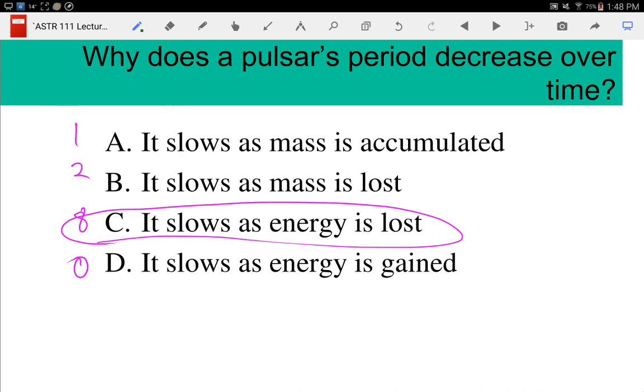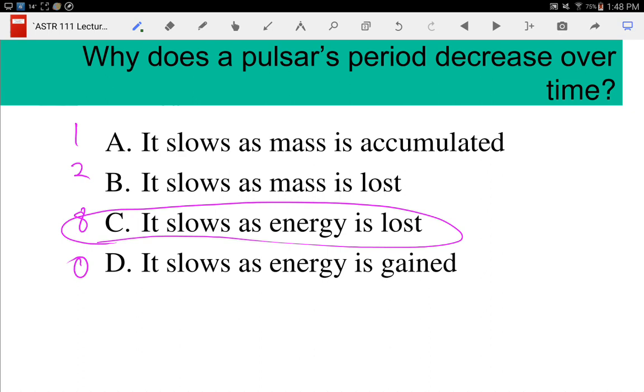But of course, that's energy leaving. So if energy leaves, it's just like my bank account. If money leaves, what's left for the money in my bank account? There's less. Energy leaves the pulsar, its energy drops. And how do we see that energy? We see it in its rotation rate. It slows down as it loses energy.